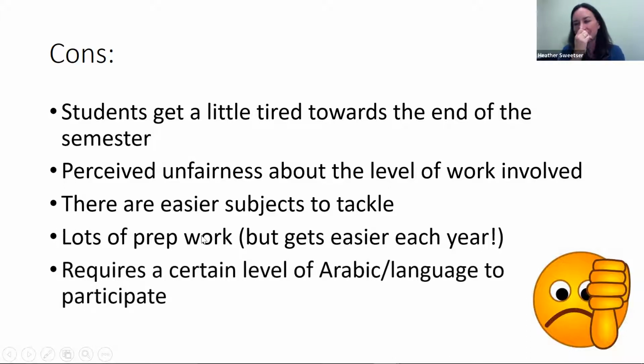Also, depending on what topic we choose, it does require a certain level of Arabic or language to participate. If we pick a topic that's too hard, some students will get left behind, and they will feel a sense of frustration. The native speakers take over the classroom, and then you've got the same issue you had in the past. I'm not assuming you did, but that could happen where we have so many different levels.